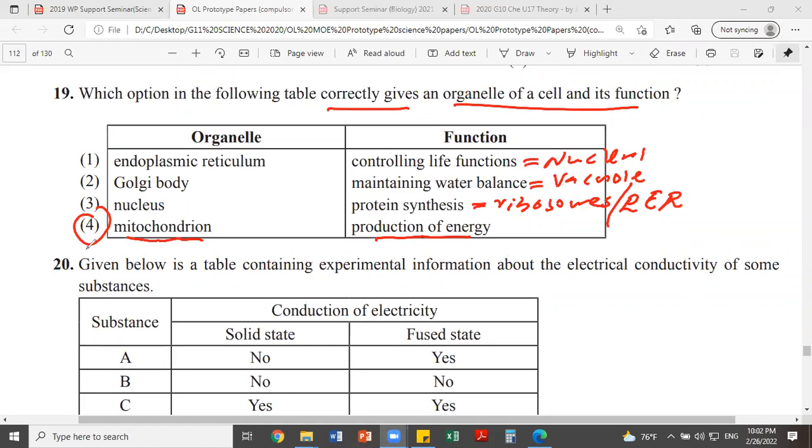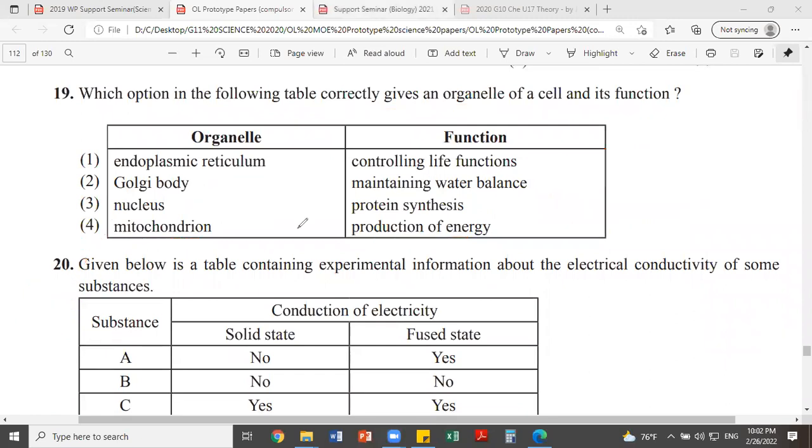Then question number 20 onwards I'll discuss next day. Next day I'll discuss the remaining 20 plus one essay type questions of the remaining paper. Next week I hope I will discuss at least 10 or 20 MCQs from this paper.